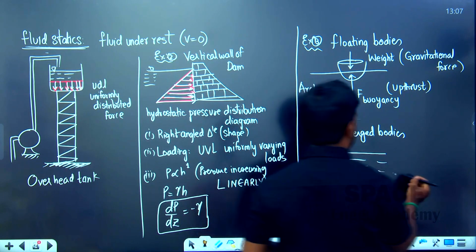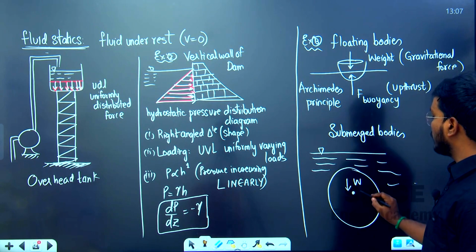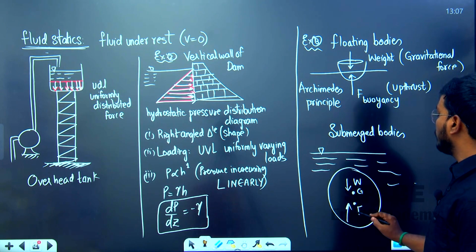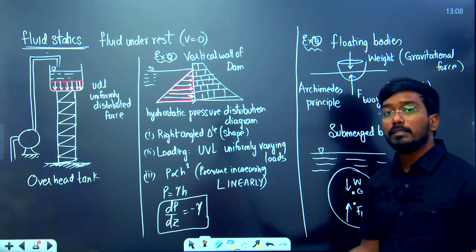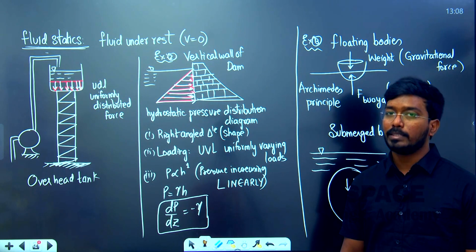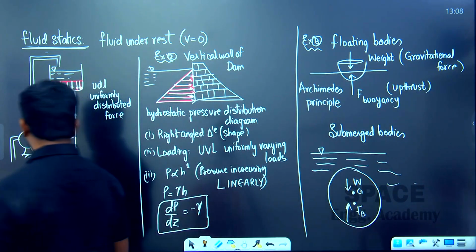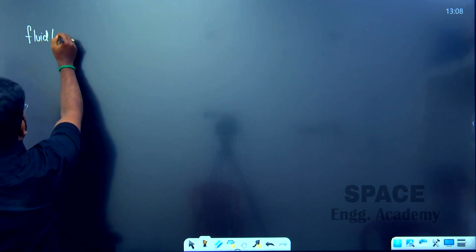Inside the water, the body has a vertically downward force, that is weight, acting at the center of gravity, and a vertically upward force, which is called the force of buoyancy. Under what conditions these are going to be stable, unstable and neutral, we will see in the hydrostatics concept. So this is all about fluid statics. And the next one we have here is fluid kinematics.